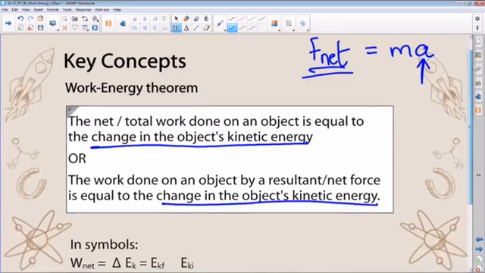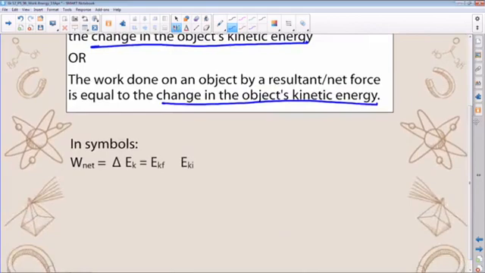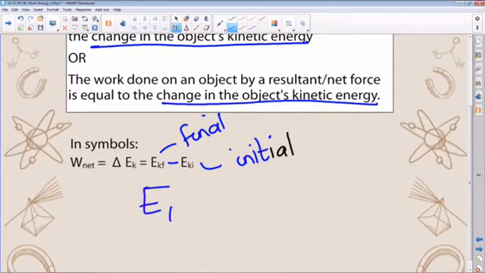Now, in terms of an equation, in symbols, W net equals delta EK, which is EK final minus EK initial. That's final kinetic energy, and this is initial kinetic energy. And remember, I'm so good at making this change colors. I think I spelled initial wrong, but we'll just go with it. And the EK, remember, is equal to a half mv squared.